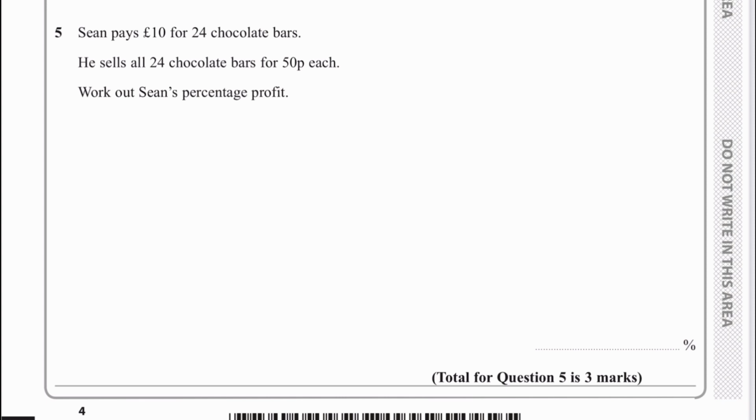Sean pays £10 for 24 chocolate bars, and he sells all 24 chocolate bars for 50p each. So what has he sold them for? He's actually sold them for £12. And then it says work out Sean's percentage profit. Well, percentage profit is going to be equal to the difference divided by the original multiplied by 100.